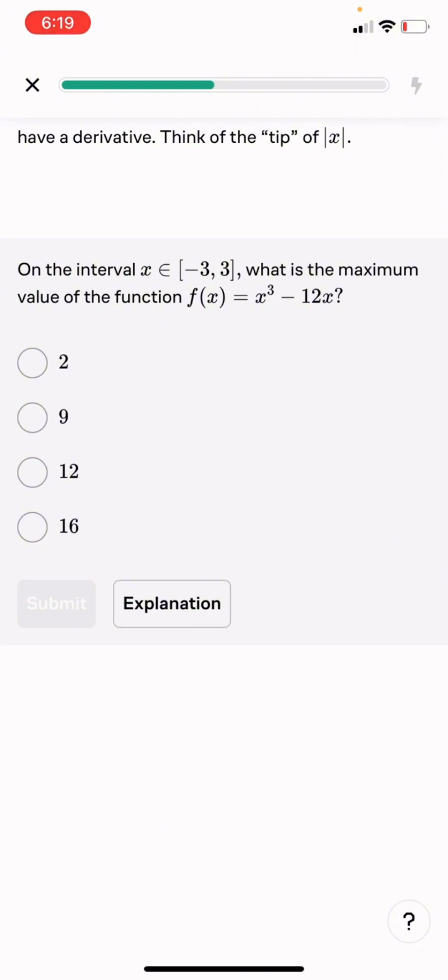On the interval negative 3 to 3, what is the maximum value of the function f of x equals x to the third power minus 12x? What's the maximum value of the function?